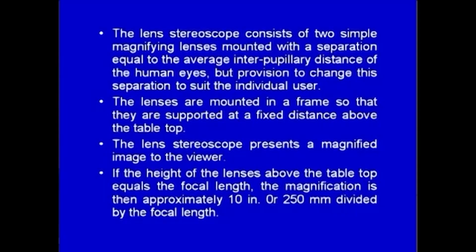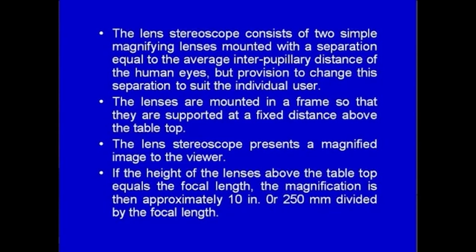The lens stereoscope consists of two simple magnifying lenses mounted with a separation equal to the average interpupillary distance of the human eyes, with provision to change this separation to suit the individual user. The lenses are mounted in a frame so that they are supported at a fixed distance above the table top. The lens stereoscope presents a magnified image to the viewer.